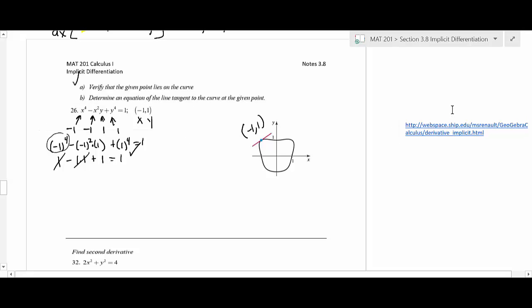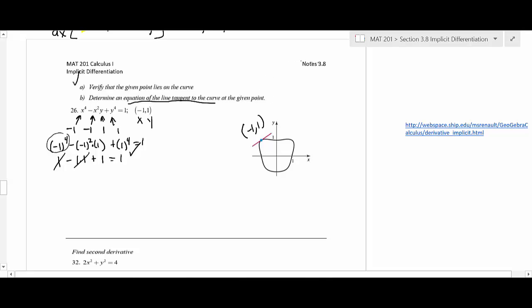Okay, so what we're going to do is we're going to find an equation of the tangent line to the curve at the given point. So the thing on this is we've done equations of tangent lines. That's something we've done quite a bit. We haven't done it with implicit differentiation yet.